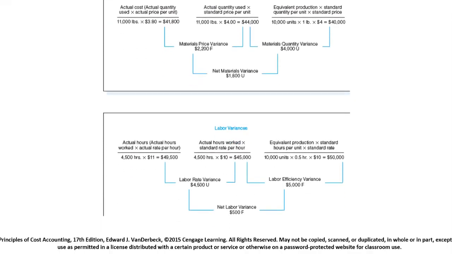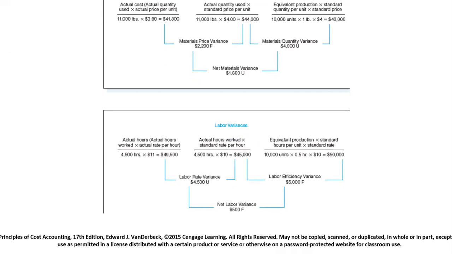That's the same thing we do with these labor variances. Again, we can break it down into a labor rate variance or a labor efficiency variance. We think about an unfavorable like a negative number. We think about a favorable like a positive number. So overall net effect is 500 favorable.